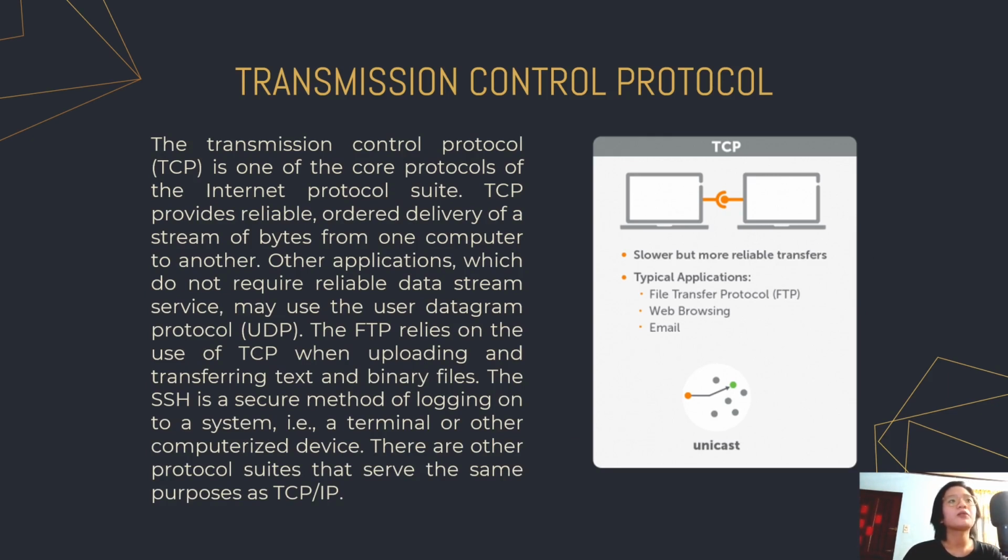Transmission Control Protocol. The Transmission Control Protocol, or TCP, is one of the core protocols of the Internet protocol suite. TCP provides reliable, ordered delivery of a stream of bytes from one computer to another. Other applications which do not require reliable data stream service may use the User Datagram Protocol, or UDP. FTP relies on the use of TCP when uploading and transferring text and binary files. SSH is a secure method of logging in to a system, for example, a terminal or other computerized device. There are other protocol suites that serve the same purposes as TCP/IP.